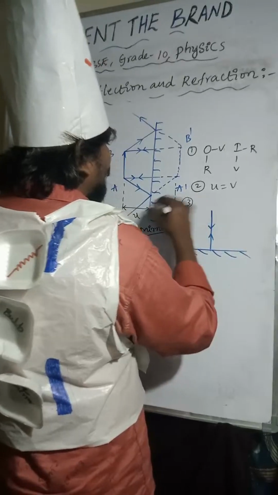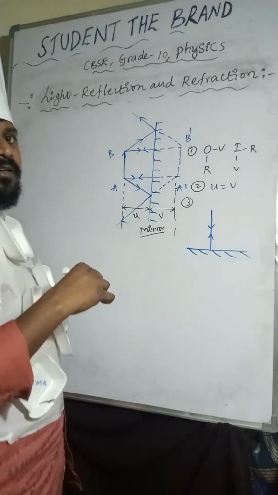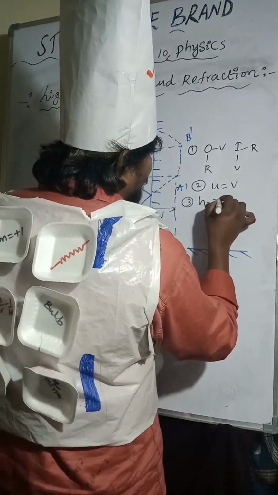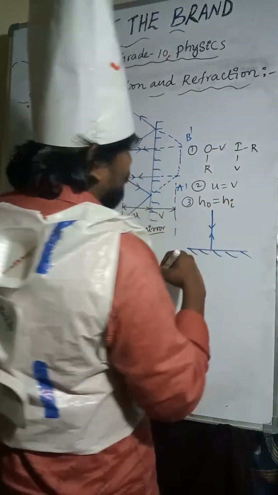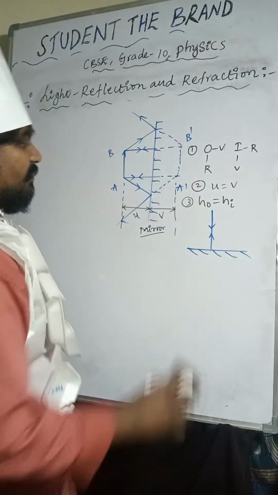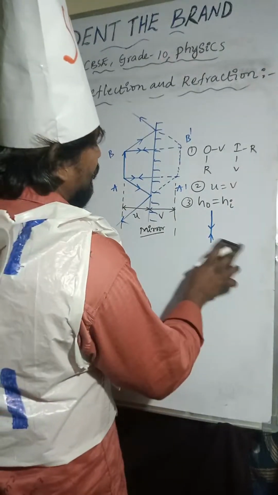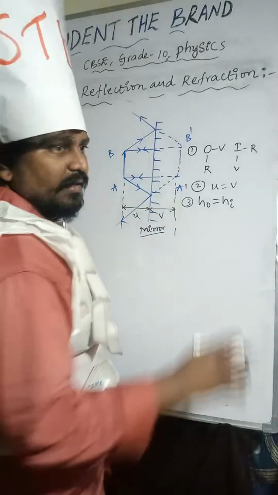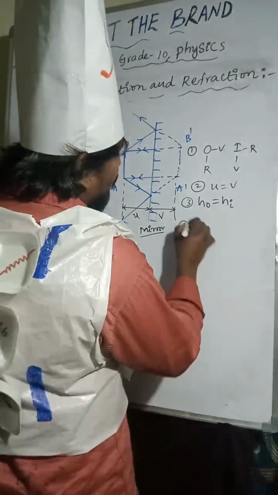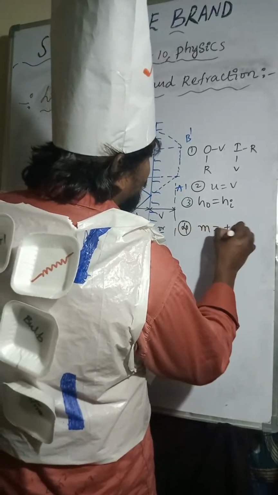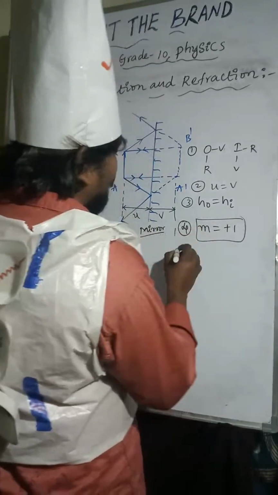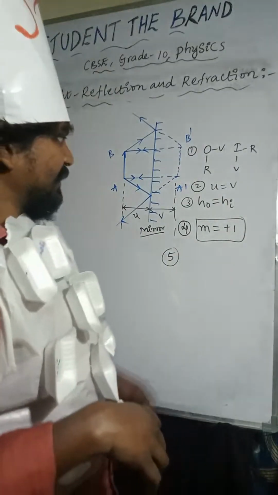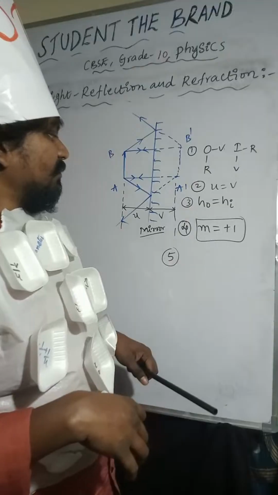And the third one: height of the object is equal to height of the image. So magnification of the plane mirror is +1. If you take m equal to +1, the height of the object is equal to the height of the image.